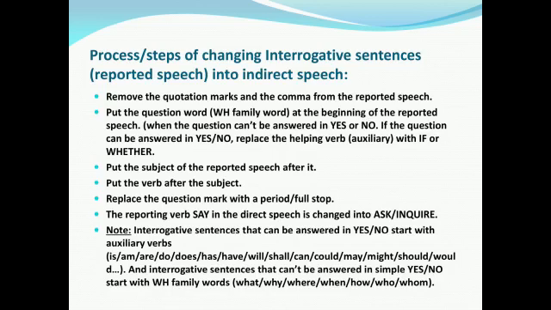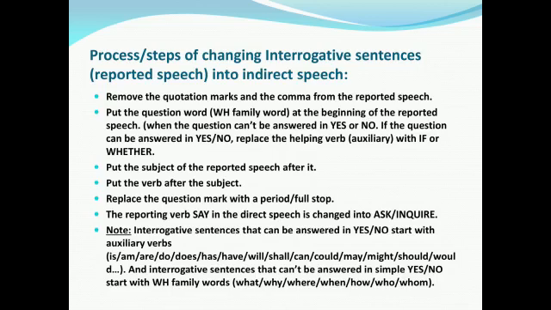If the question can be answered in yes or no, replace the helping verb or the auxiliary verb with if or whether. We'll deal with such examples also. Put the subject of the reported speech after it, as we saw. After if or whether, as in whether I can, whether I could, put the verb after the subject. Like we saw, in every interrogative sentence, when it is converted to a statement, the subject will be written before the auxiliary verb, and the auxiliary verb will come after the subject, the pronoun or the noun.